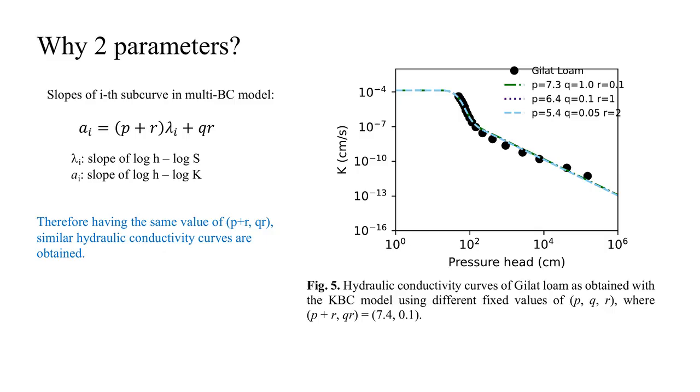Therefore, when we have the same values of P plus R and QR, similar hydraulic conductivity curves are obtained. Just look at this figure. It shows different values for P, Q, R, but with the same values of P plus R and QR. As you can see, all the curves are very similar. This demonstrates that simultaneously optimizing all three parameters, P, Q, R, is actually unnecessary, and it makes more sense to fix one parameter, either Q or R.